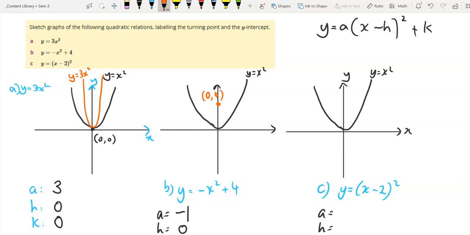Okay, what does the negative A mean? It's going to be a maximum. So it's going to reflect. So instead of being a U shape, it's going to be a frowny face or a mountain. Right? And I need to make sure, as best I can, that it's the same shape as the other one, because I haven't dilated it, because the dilation's 1. So it's the same shape, it's just reflected. So it looks like that.